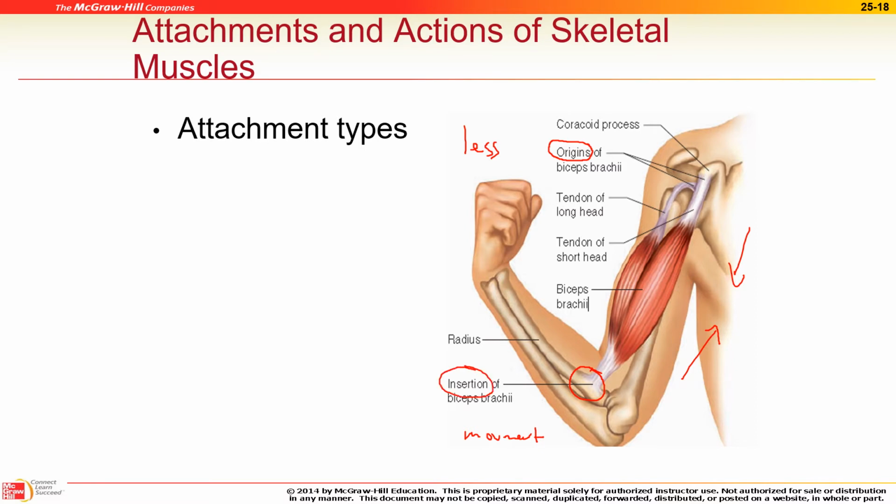Okay? So origin, less movement. Insertion, more movement. So if I do this, this part of the bone is not moving. This muscle is contracting. Oh, this part of the bone is moving. So origin, insertion.